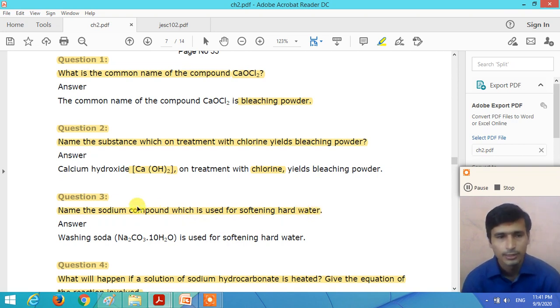Washing soda. What is the chemical formula of the washing soda? Na2CO3, sodium carbonate, Na2CO3 dot 10H2O, right? What is the meaning of this 10H2O? It has 10 water molecules of crystallization with the sodium carbonate. So washing soda is used for the softening of hard water, right?